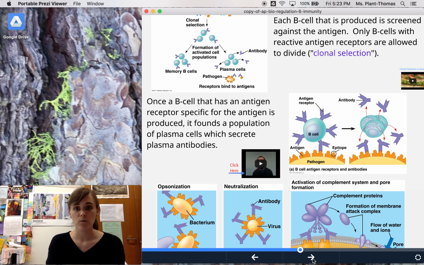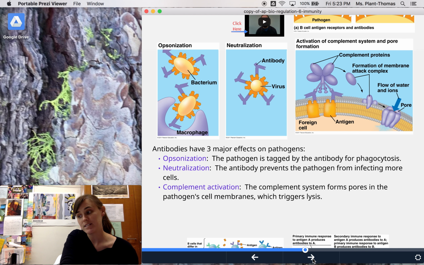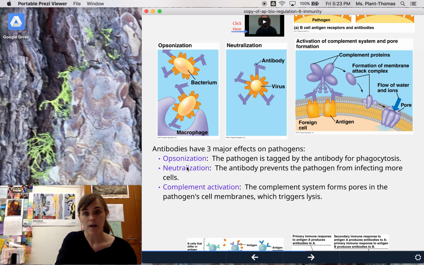Okay, so moving on. We've talked about how all these antibodies get produced, but why do we care? So this is what antibodies do. They have three effects that they can have on a pathogen.